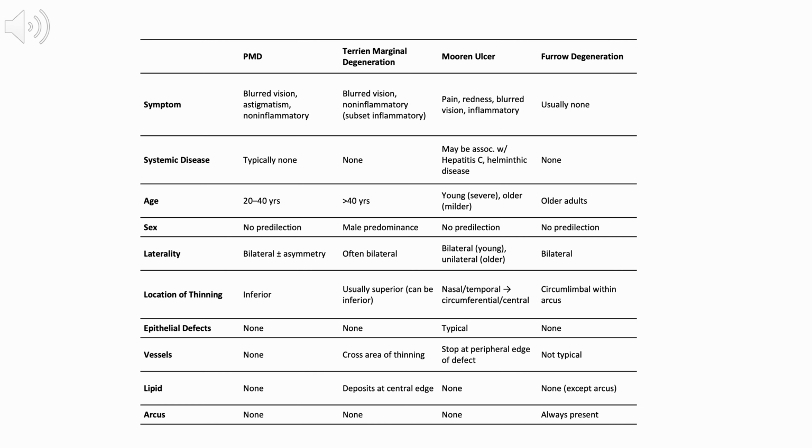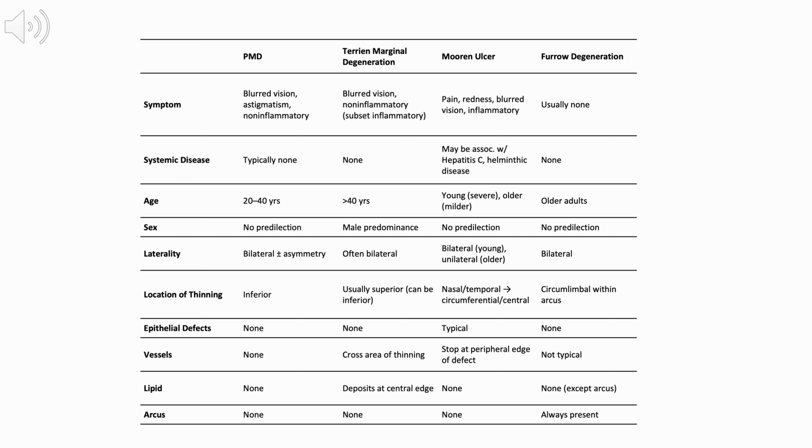It is non-inflammatory, has no systemic associations, affects both sexes equally, and is often bilateral but asymmetric. The classic thinning occurs inferiorly without epithelial defects, vessels, or lipid deposits. Terrien marginal degeneration generally presents after age 40 with a male predominance.